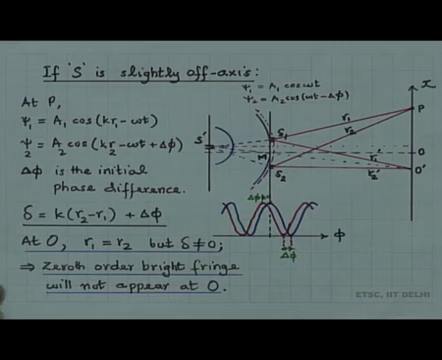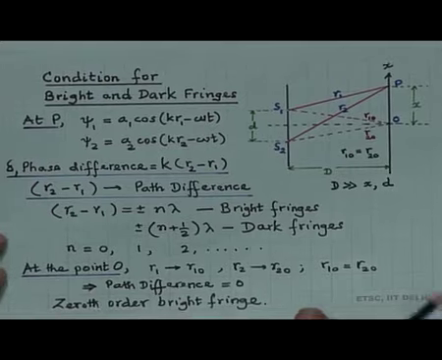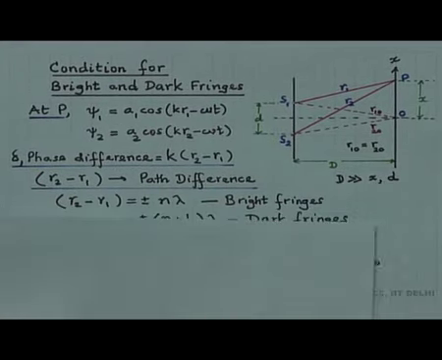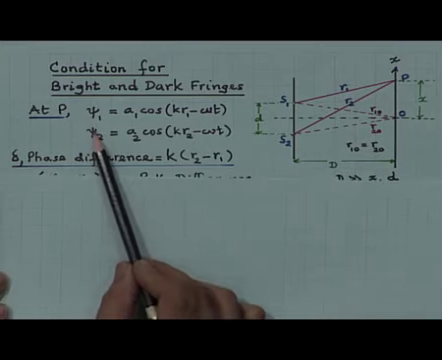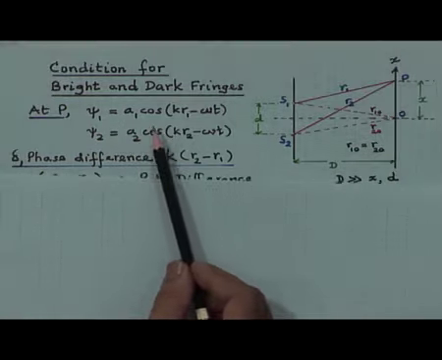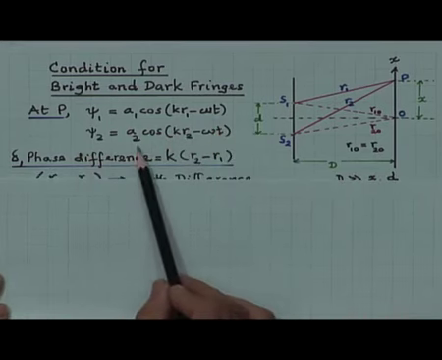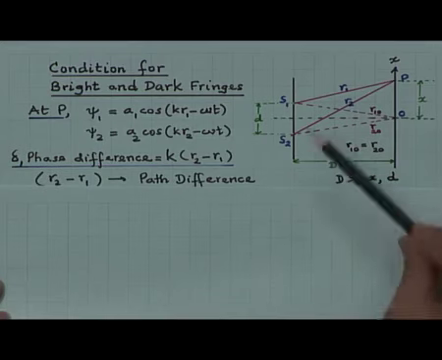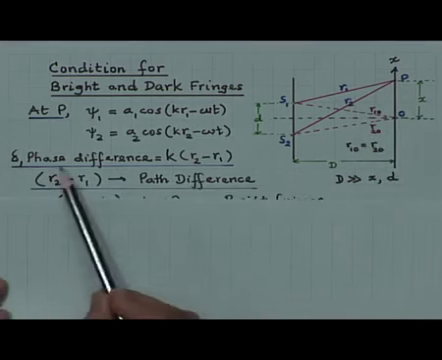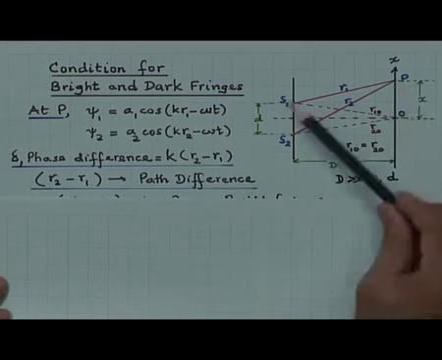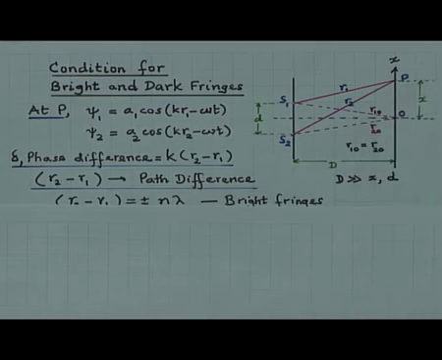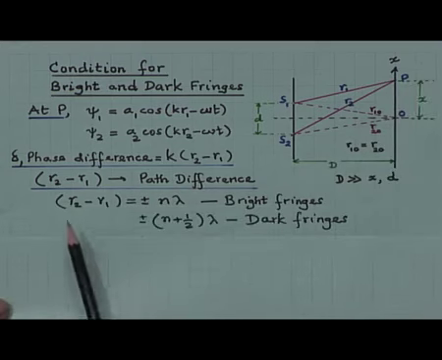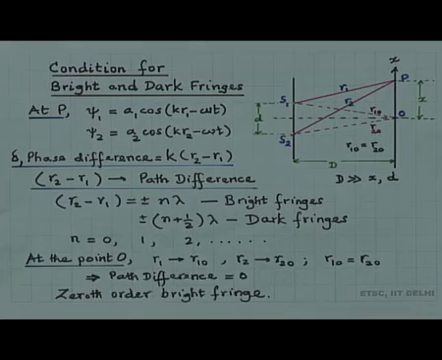Let us look at this a bit more carefully. Let me put the condition for bright and dark fringes again here. Let us see at a general point P, we know that psi 1 is equal to A1 cos of k r1 minus omega t, and psi 2 is equal to A2 cos of k r2 minus omega t. I am showing only this, and delta is the phase difference k r2 minus k r1, and r2 minus r1 is the path difference. We have already seen this in detail, and r2 minus r1 equal to plus or minus n lambda is the condition for bright fringe, and there is the corresponding condition for dark fringe here. So, this we have already seen.